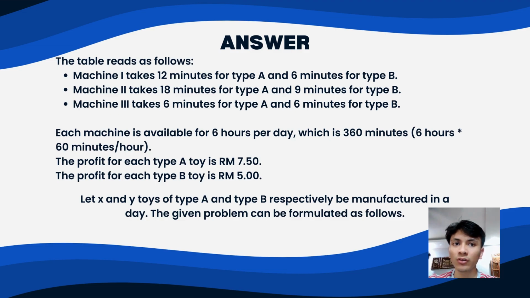So each machine is available for 6 hours per day, which is 360 minutes, equal to 6 hours at 60 minutes per hour. The profit for each type A toy is RM7.50, and the profit for each type B toy is RM5. Let X and Y toys of type A and type B respectively be manufactured in a day. The given problem can be formulated as follows.